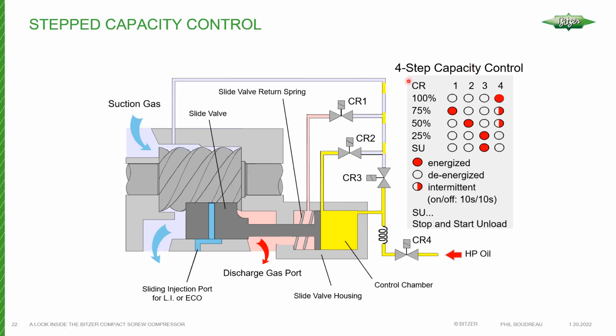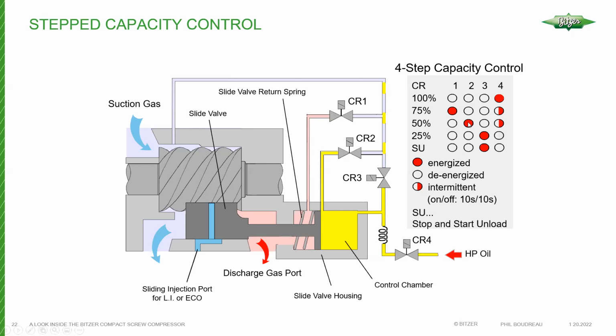So you can see here in the chart, there are the different modes for controlling your start unloading or your 25% mode, which is your minimum step, would be achieved simply by energizing CR3. Okay, and that just allows anything that's in that control chamber to be vented back to the suction with the assistance of the spring pressure behind the slide valve.